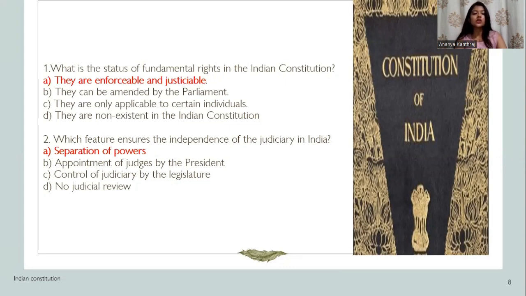The second question says, which feature ensures the independence of the judiciary in India? Option A, separation of powers. Option B, appointment of judges by the Parliament. Option C, control of judiciary by the legislature. And option D, no judicial review. The right option is option A, separation of powers.